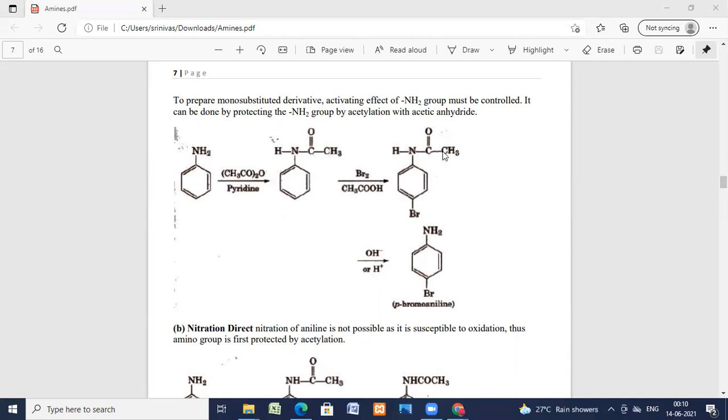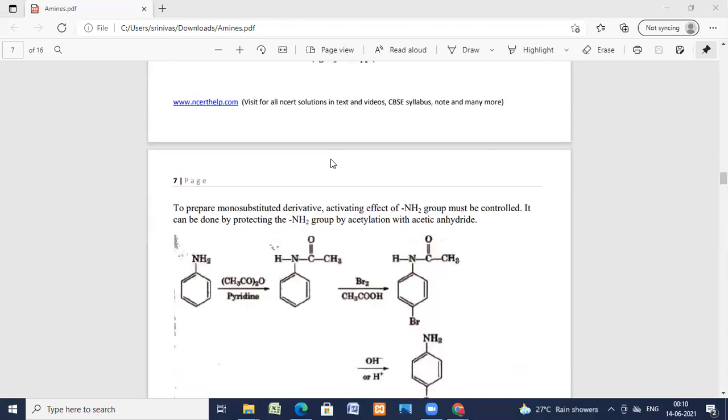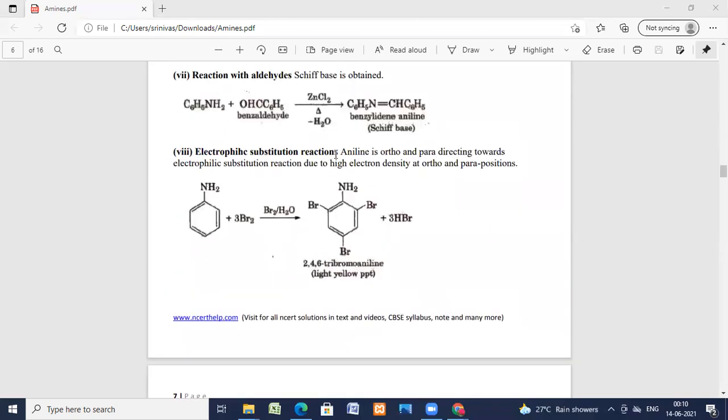BrNHCOCH3. Now this one on further reaction with a base or acid forms parabromoaniline. Parabromoaniline. So these are the electrophilic substitution reactions of aniline. Aniline is an ortho-para directing group. So electrophilic substitution reactions, due to high electron density at ortho and para positions, will take place. So on bromine water and bromination, the ortho-para positions are getting substituted with bromine, the electrophile.